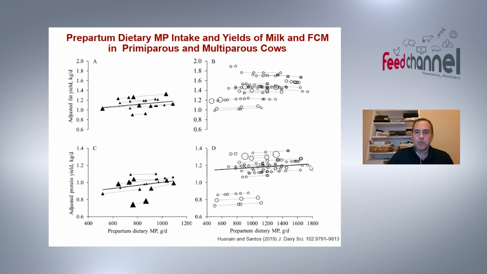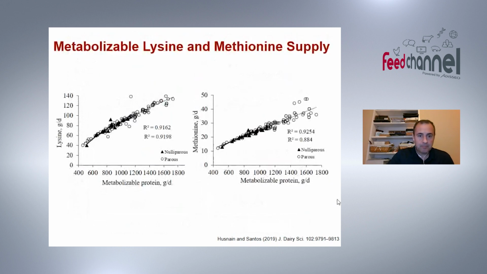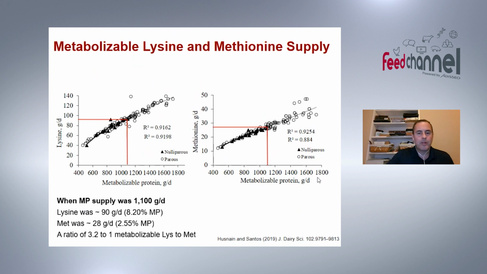response in protein yield that was only observed in the experiments that had cows producing more than 36 kilograms of milk per day postpartum. In experiments that had cows producing less than 28 kilograms of milk per day, we saw no response to supply of metabolizable protein prepartum. So if a cow consumed 1,100 grams of metabolizable protein prepartum, the estimated supply of metabolizable lysine was approximately 92 or 94 grams, and the supply of metabolizable methionine was approximately 26 to 28 grams.